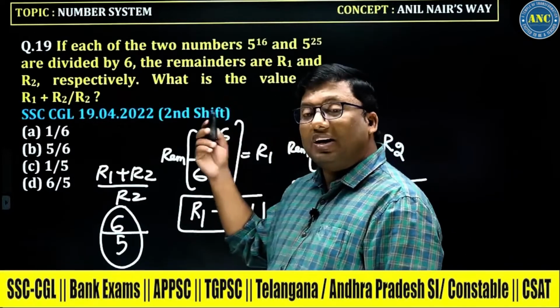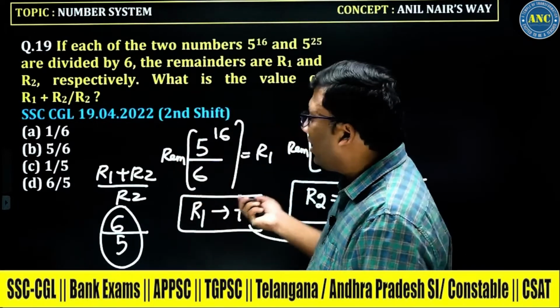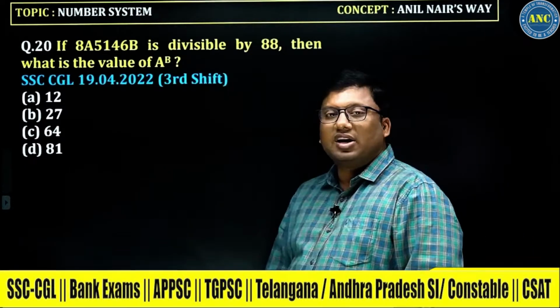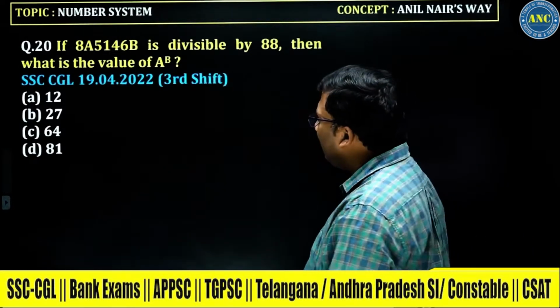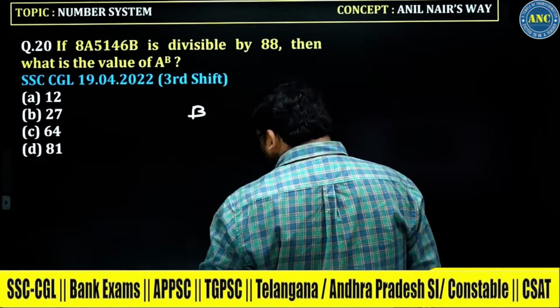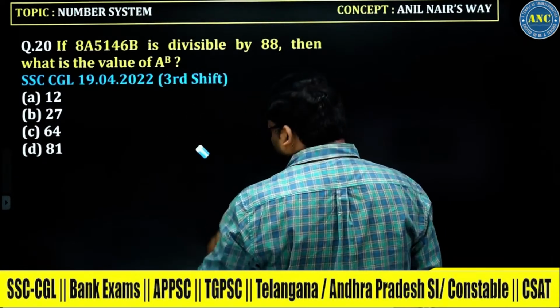One power is an odd number, another power is an even number. I hope the idea is clear. Already we solved this question. We already solved a similar question, sir.